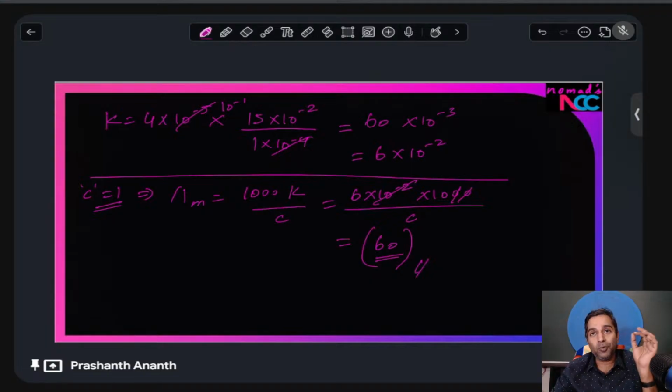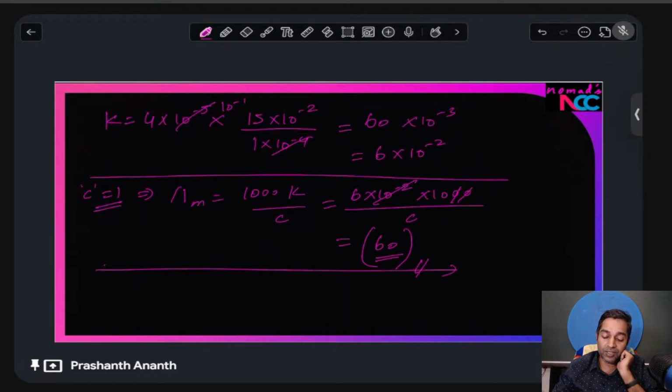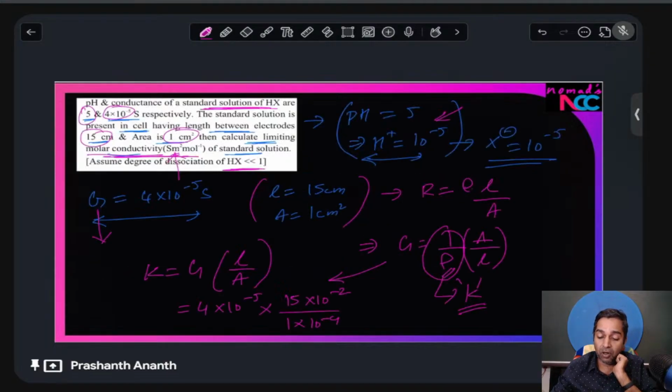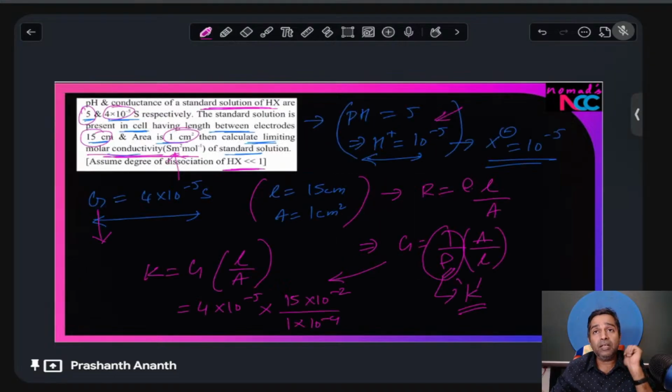I'm not 100% sure of this question. I'll have to check this once more, because there are a lot of unit problems over here. There's 15 centimeters here, this is in 1 centimeter squared, we are also having a standard solution, and we are having 4 into 10 power minus 5 Siemens. So there are definitely going to be issues with this question. As of now, I would say the answer is going to be 60. I will check this once we have a proper question available, and I also doubt if my methodology is properly correct. It is mostly going to be 60, but I'll confirm once we get the proper question paper.